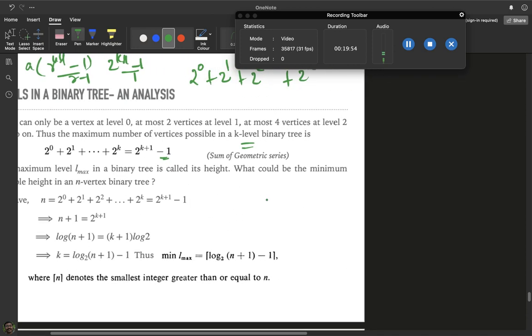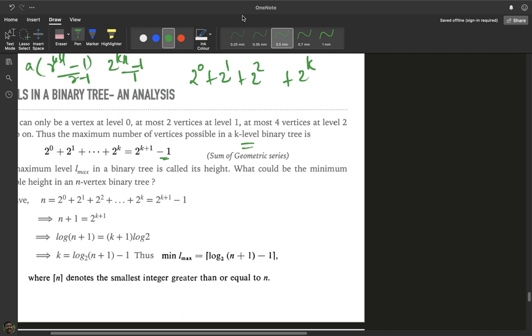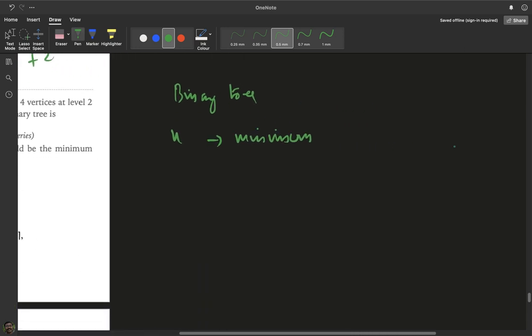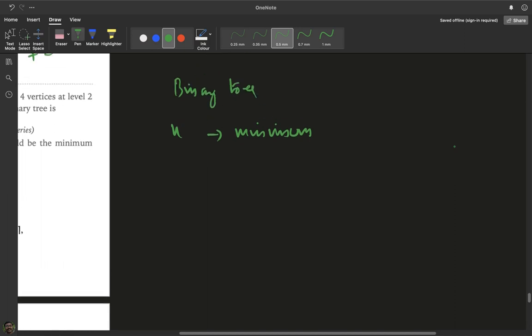Now suppose you have been asked to construct a binary tree with n vertices, having minimum height. So what you will do is try to distribute as many vertices as possible at each level. At the 0th level you can give 1 vertex. At the first level you can give 2 raised to 1 vertices, and at the second level you can give 2 square vertices. Suppose this goes till 2 raised to k; we need to find that kth level.